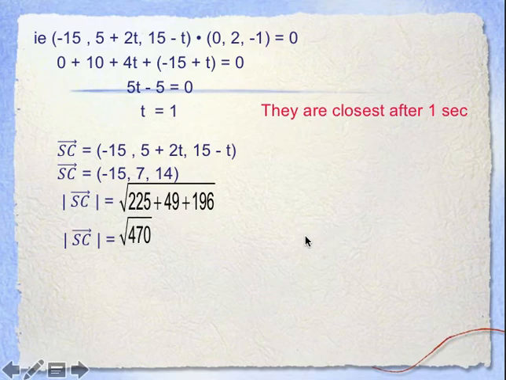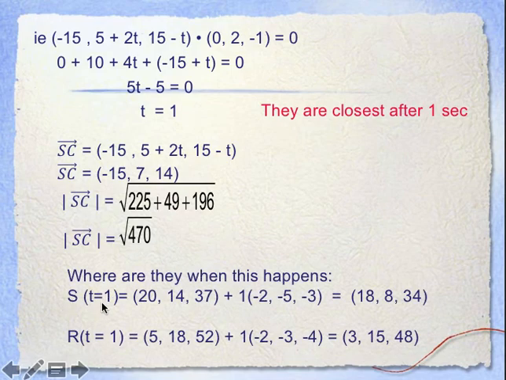And if we wanted to know where each was at this position, so where is Snoopy and where is the Red Baron, we put t into where Snoopy is, and t into where the Red Baron is. Those are their position vectors at t equals 1, and that was the distance that they are apart.